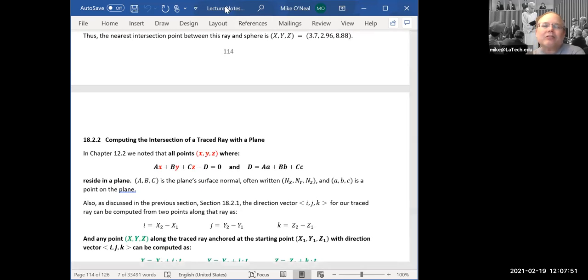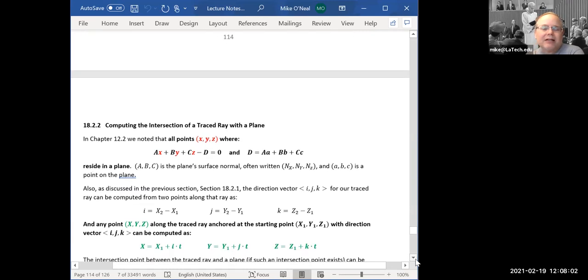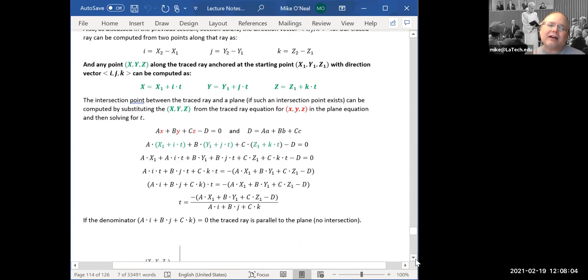Okay, so that was getting an intersection point for the ray and the sphere. You need to get the intersection point for a ray and the plane. It's a similar kind of deal. You'll have the ray equation. You'll have the plane equation. A plane equation, as we learned going back, is ax plus by plus cz minus capital D equals 0, where D is capital A little a plus capital B little b plus capital C little c.